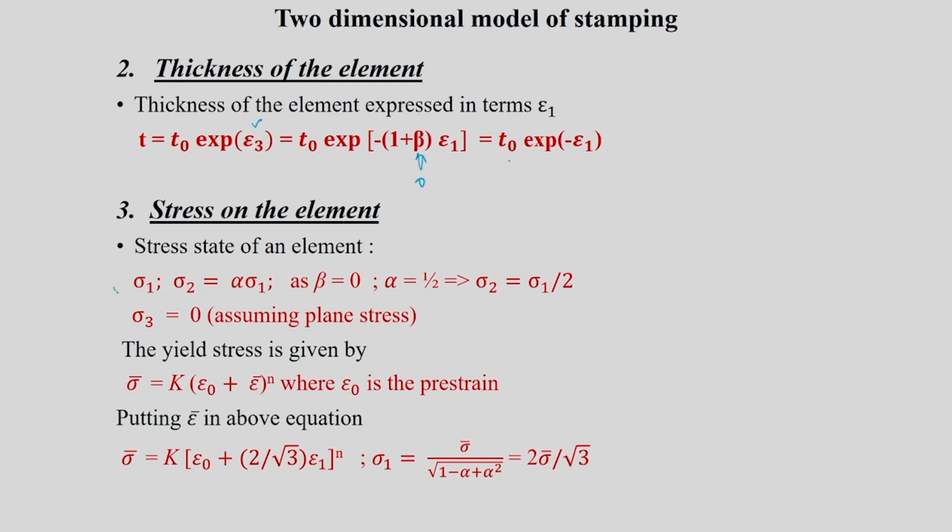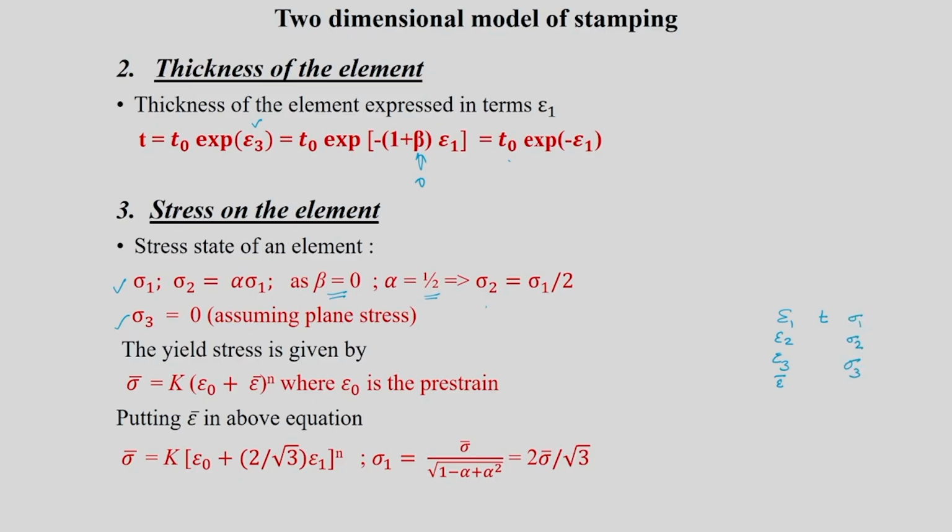Now let us come to the state of stress. As I already discussed with you, sigma 1 is going to be there, and sigma 2 is equal to alpha into sigma 1 as per our definition. When beta is equal to 0, alpha is going to be half, and hence sigma 2 is nothing but half into sigma 1, which is sigma 1 by 2. And sigma 3 is anyway 0. So epsilon 1, epsilon 2, epsilon 3, epsilon bar, and thickness are all found out. So now we have sigma 1, sigma 2 and sigma 3 also.